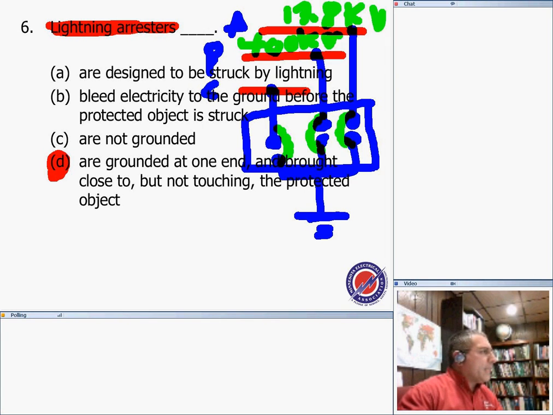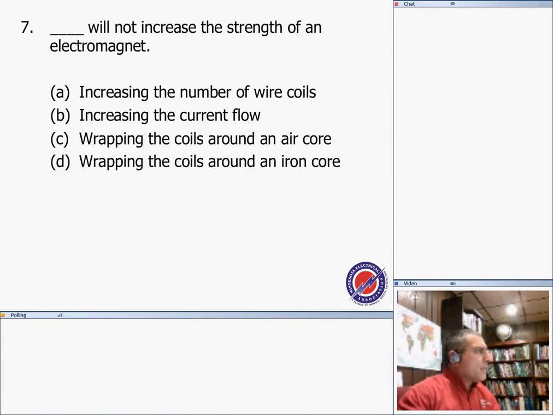Okay, all right. So basically, that's why they say it's grounded from one side and connected, but not touching the phases, from the other side. Lightning resistance.